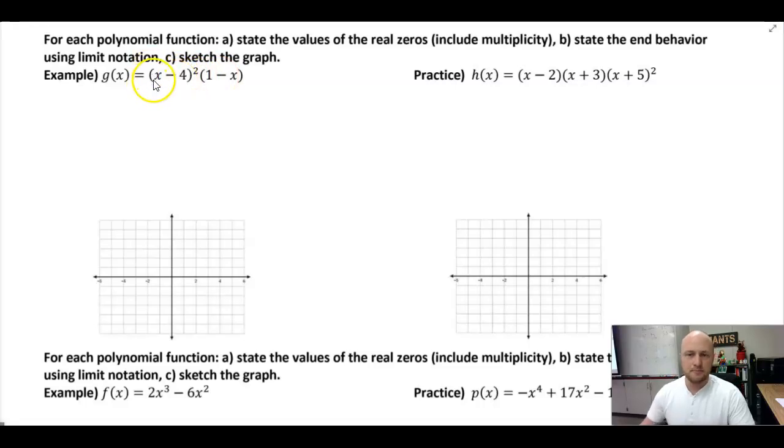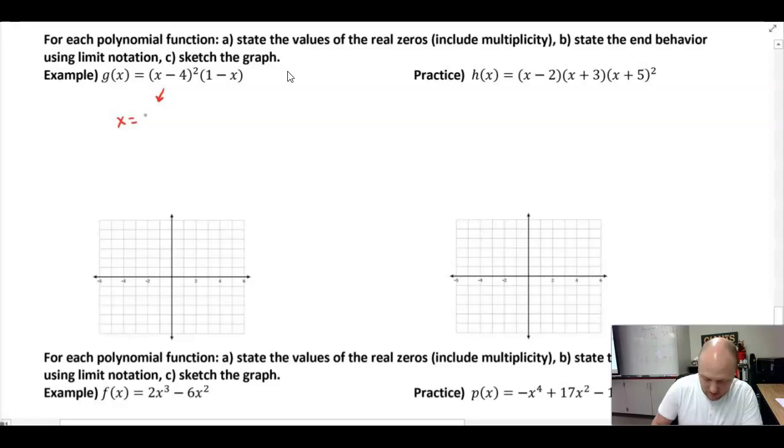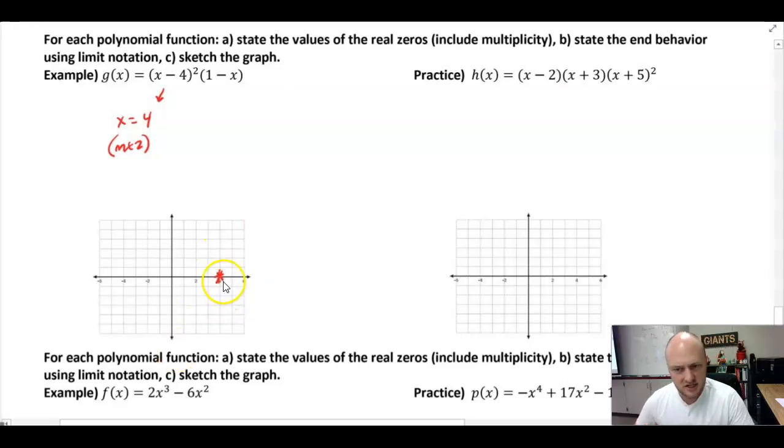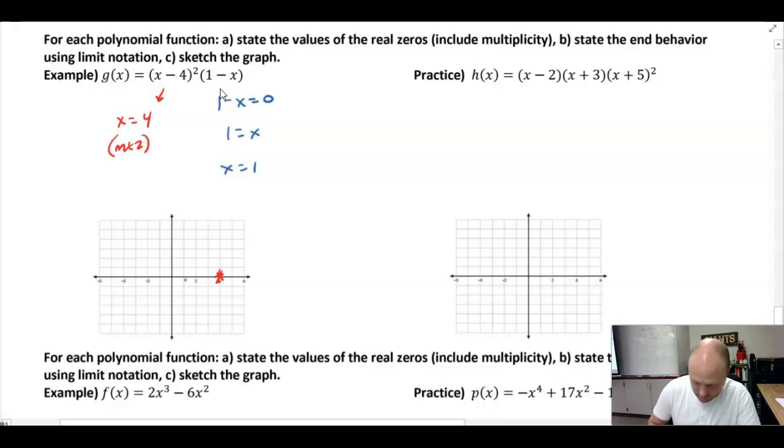So example 1, (x - 4)^2 times (1 - x). I'm going to take my factors and solve. So x is equal to 4, and this has multiplicity 2. So at 4, I put a little star there just to indicate multiplicity. That's going to be an extrema, a max or a min. And then I have 1 - x. If I set this equal to 0, we get 1 is equal to x. So x is equal to 1.